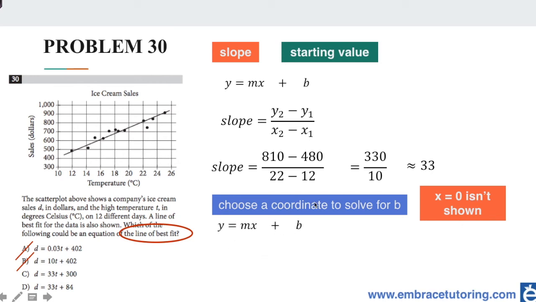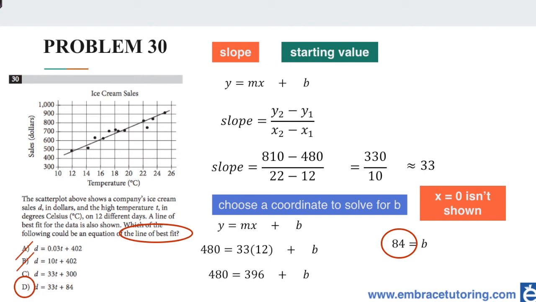So y equals mx plus b. As I plug these in, I'm going to choose my smaller coordinate because that might be easier. So here I have 480 equals 33 times 12 plus b. And as I move forward, it's 480 equals 396 plus b. I'm going to subtract the 396 from both sides, and I'm going to get b is approximately 84. So I should have a slope of 33 and b equals 84, and that makes D my best answer.